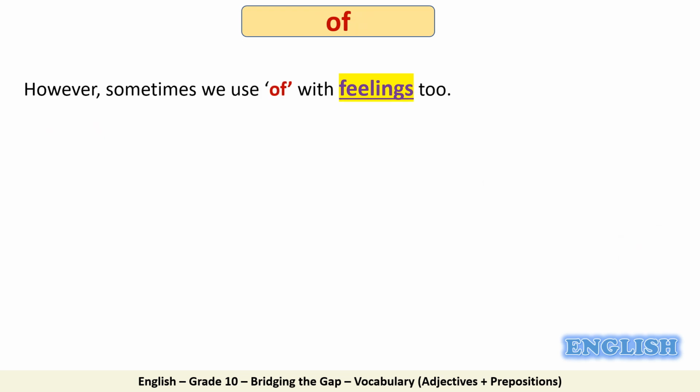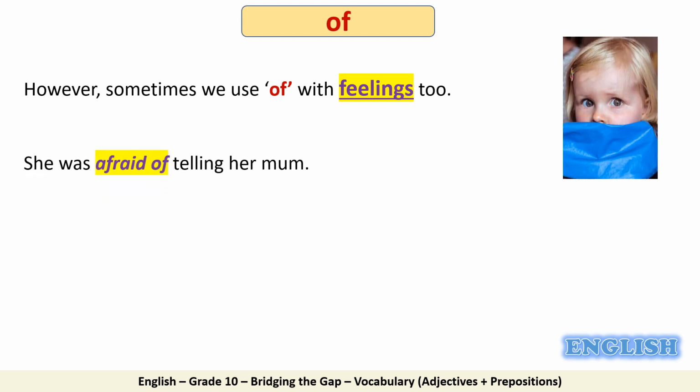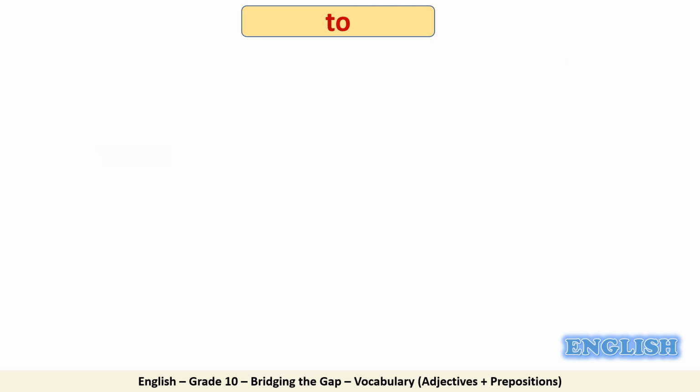We use of with feelings too. She was afraid of telling her mom. Anna is full of life. You should be proud of your progress. Next, let's look at the preposition to.